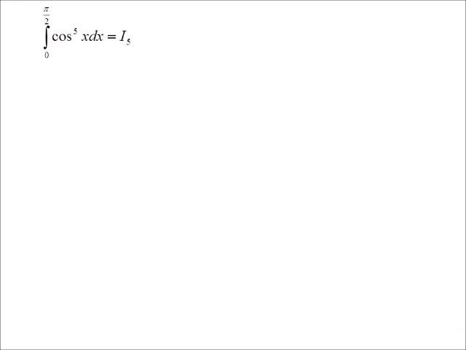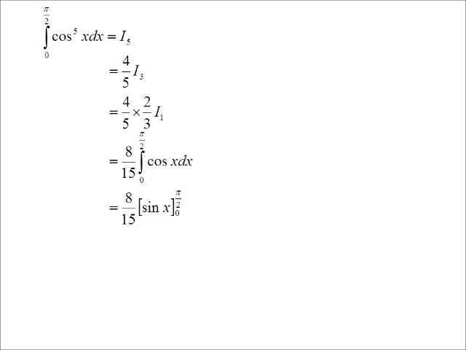All right, we want to work out I5. So that's going to be 4/5 I3. I3 is 2/3 I1. I1 is cos to the power of 1, 0 to pi on 2. Well, sine of pi on 2 is just 1. 8 on 15 is our final answer.